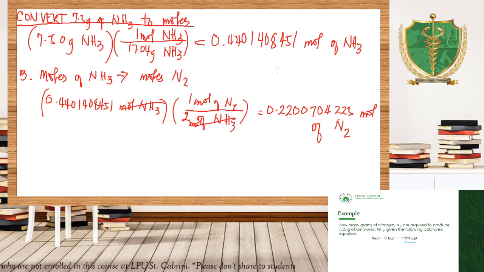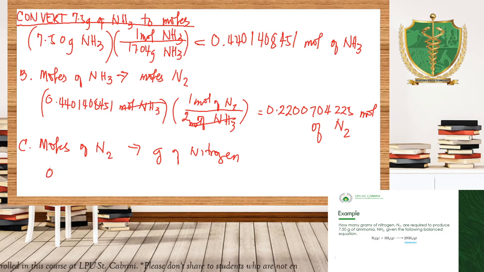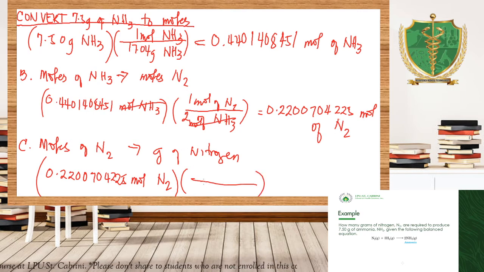So now, the last step is moles of nitrogen to grams of nitrogen. So this one, 0.2200704225 mole nitrogen times what? Times 1 mole of nitrogen is equals to 28.02 grams of nitrogen. So tingnan natin, 0.2200704225 times 28.02 will give us 6.17 grams of nitrogen.